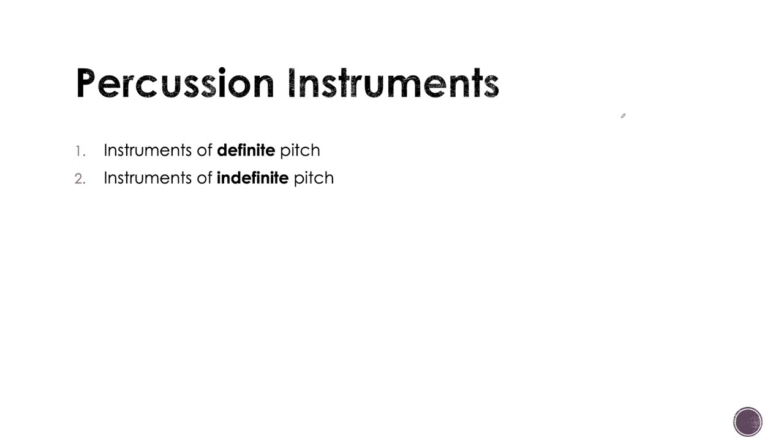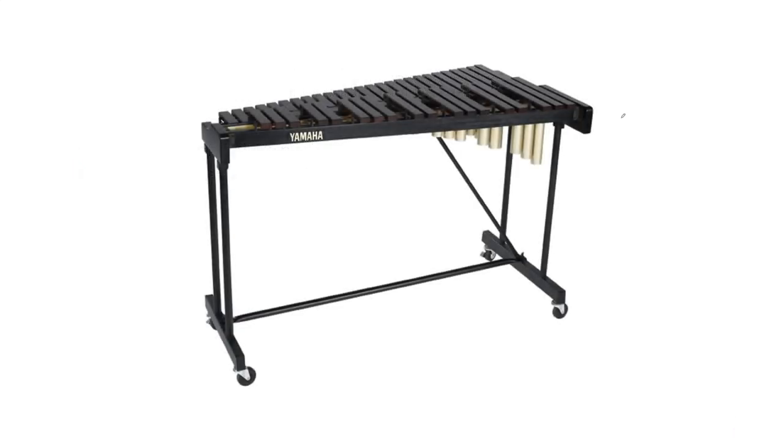And on the other hand, we have instruments of indefinite pitch, like bass drum, or snare drum, or cymbals. We cannot determine the pitch. There are also some instruments in between, but we can put them in one of these categories. It is not possible to talk about every percussion instrument in this video. What I'm going to do is to try to give an overview of the most common percussion instruments of the orchestra, beginning with the xylophone.